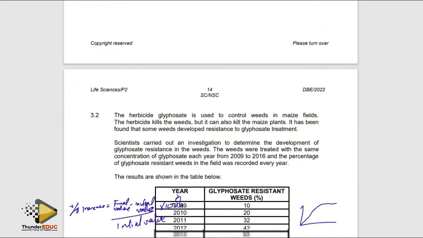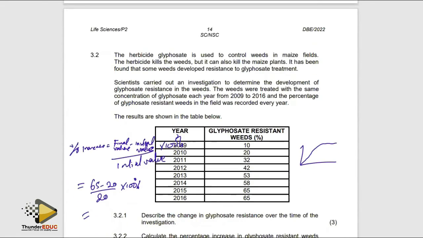Before I go to the bar graph, can you identify the independent variable here? So is the weed dependent on the herbicide, or does the herbicide depend on the weed? It means that the weed will depend on the herbicide over a period of years. That's why here you see "over a period of time or years."